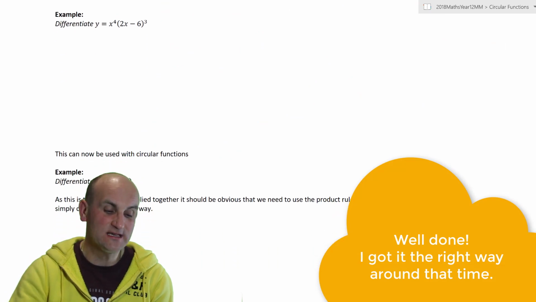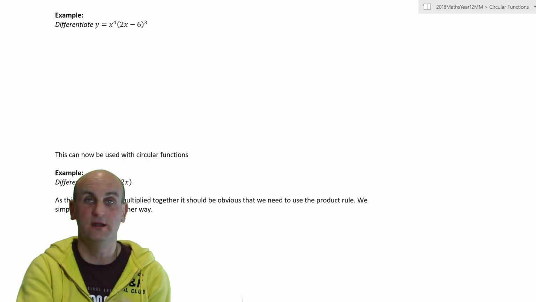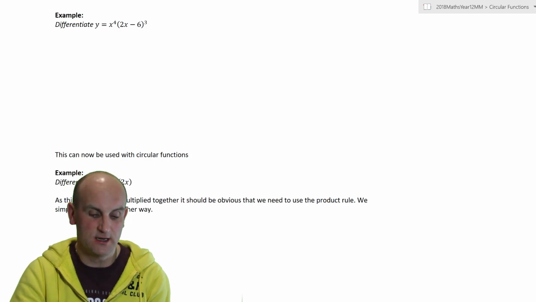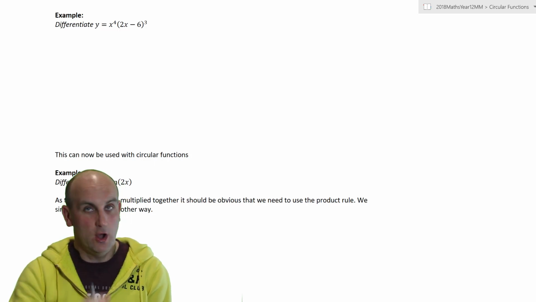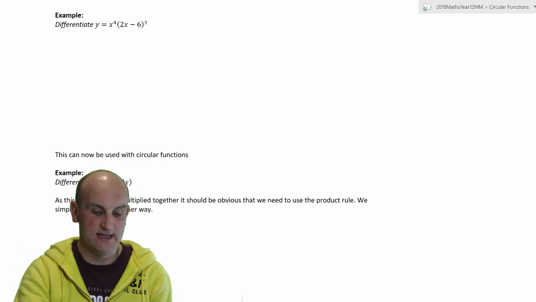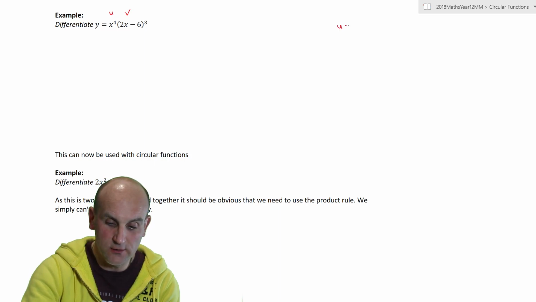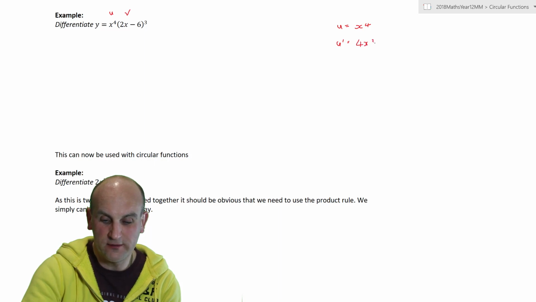So if we go to my next example, and again, this is still just scaffolding product rule for those of you who haven't done it for a while, but are now coming back to circular functions. Not having a circular function question, but again, I've got an x term times an x term. So this is my u, and this is my v. So what I'm going to do is again write u equals x to the power of 4. So u dashed is 4x cubed. v is equal to (2x minus 6) to the power of 3.